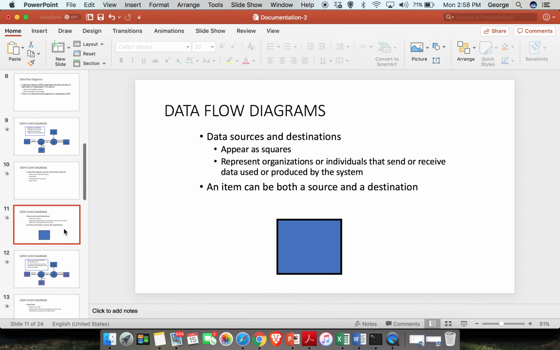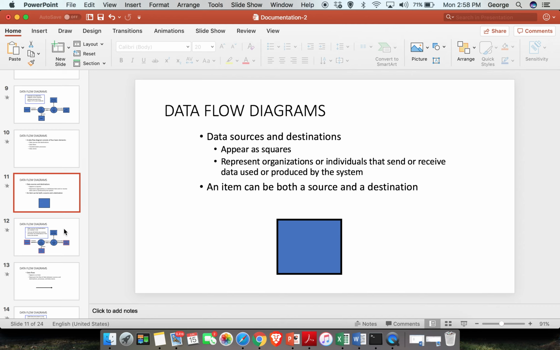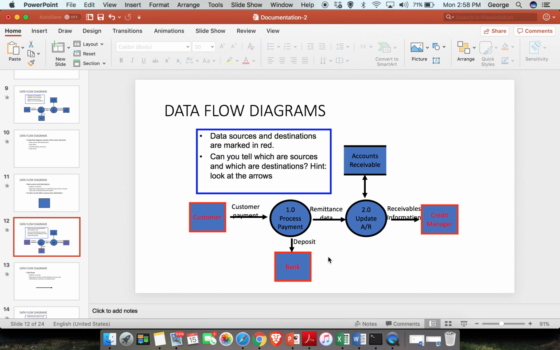All right, so data sources and destinations. An item can be both a source and a destination. It appears as a square. They represent organizations or individuals that send or receive data produced by the system. So customer, the bank, and the credit manager. The customer is a source. Bank and credit manager are destinations.